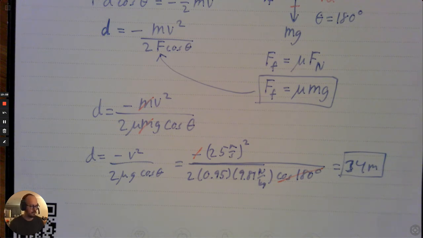And so this is your introduction to work as a change in energy and also car safety involving braking.